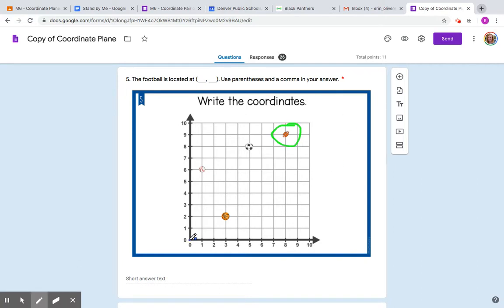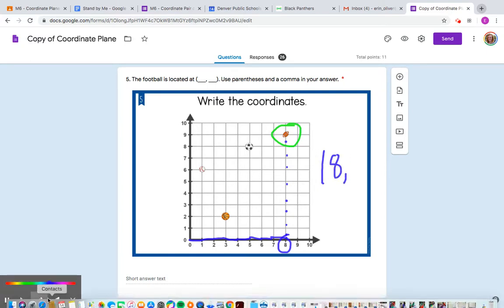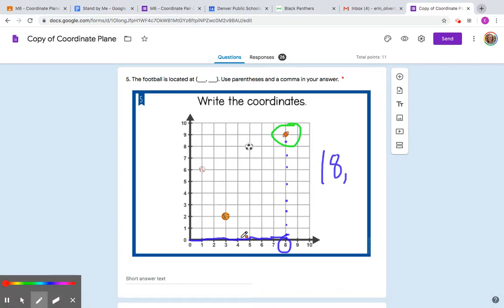Start at the origin. I go 1, 2, 3, 4, 5, 6, 7, 8. I believe it's at 8. Let me double check to make sure. Yes. So my football is at 8, comma. Now we need to figure out how tall up it goes where it hits on our y-axis. Over is x, high is y.